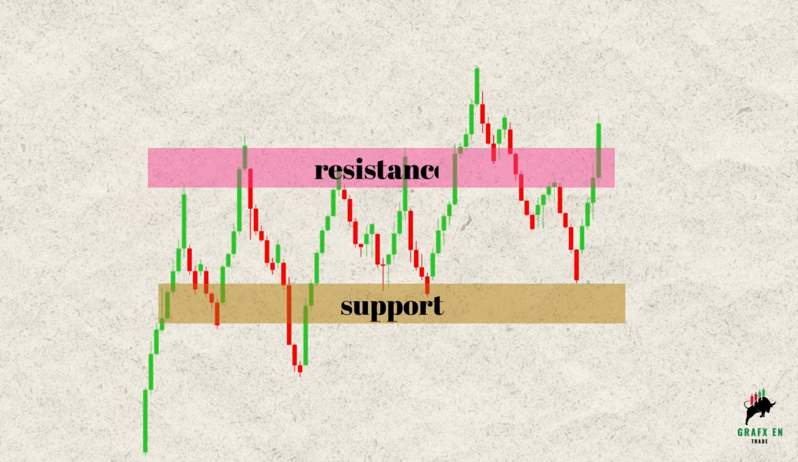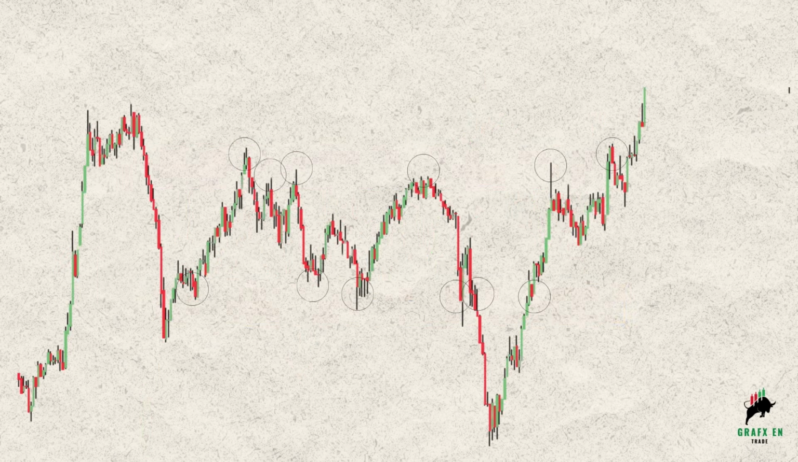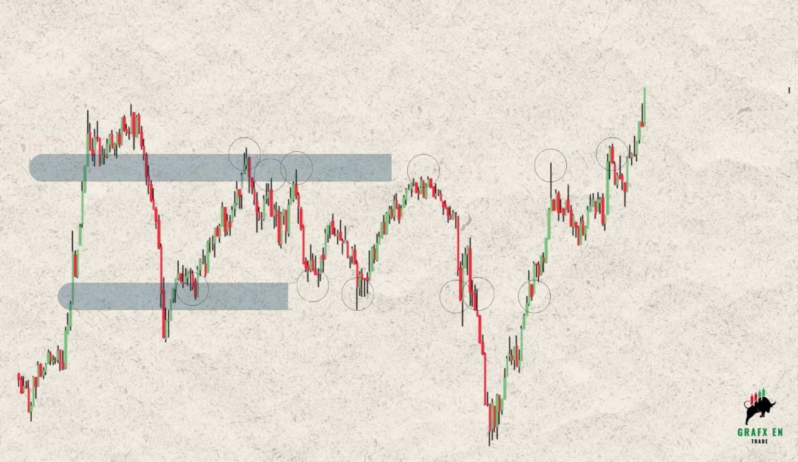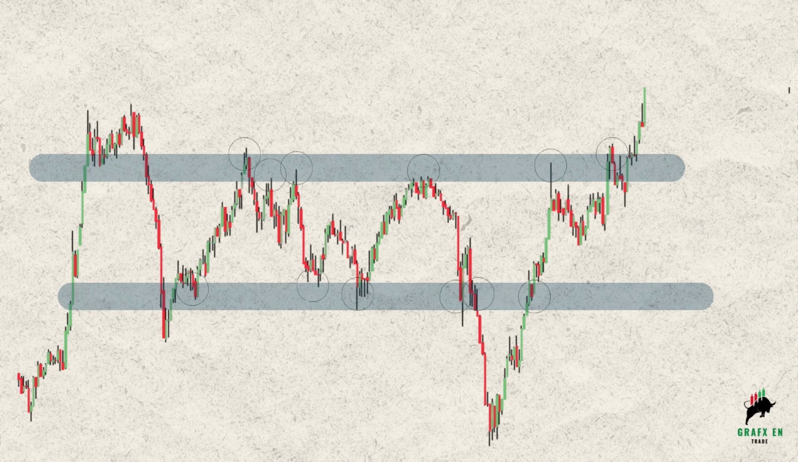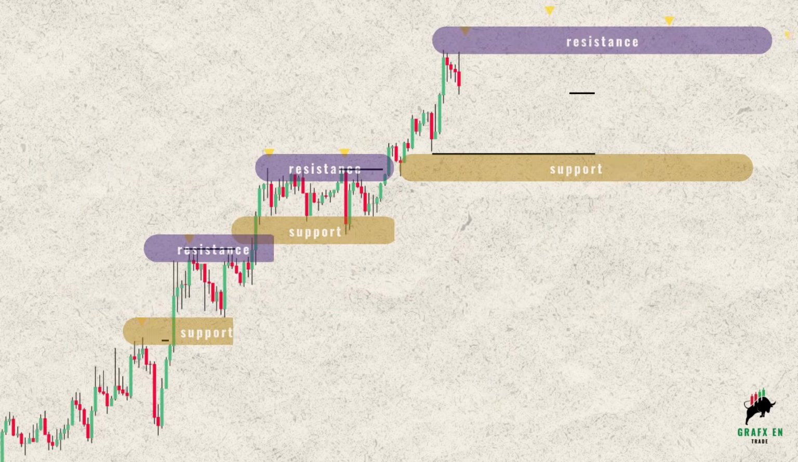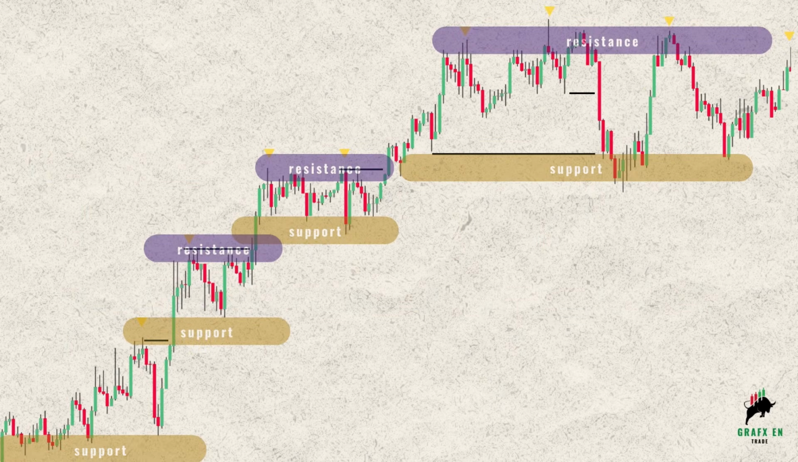In conclusion, support and resistance levels are the backbone of technical analysis. The first thing you do when looking at charts is identify these levels, as every strategy and indicator revolves around them. Remember, support and resistance are not magical lines, they reflect market psychology. People react at the same levels, which shows on the chart. The more you practice, the easier it becomes to spot these levels.